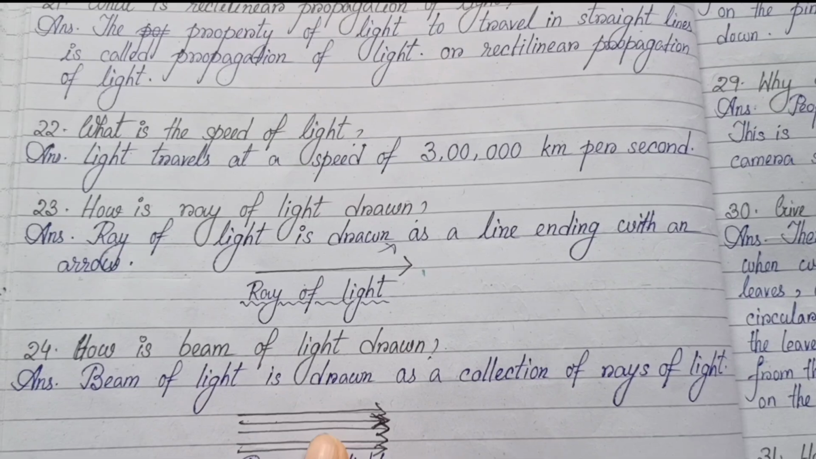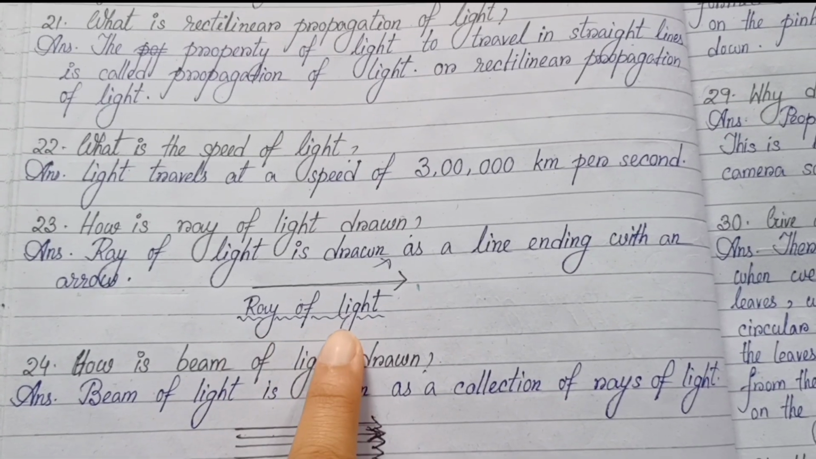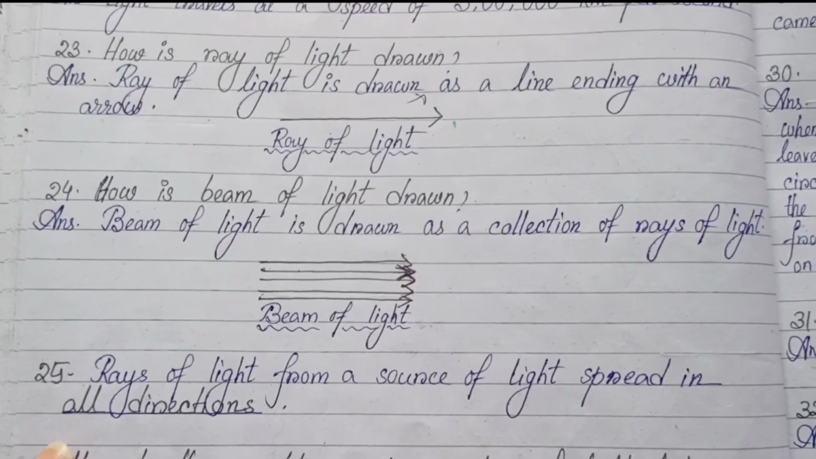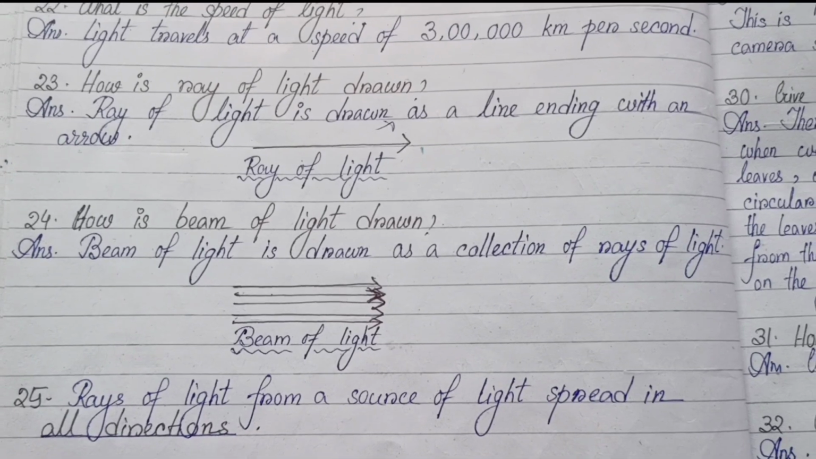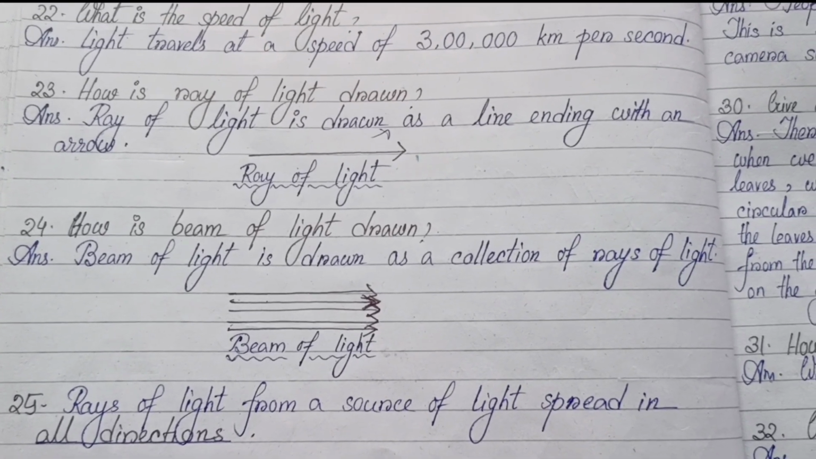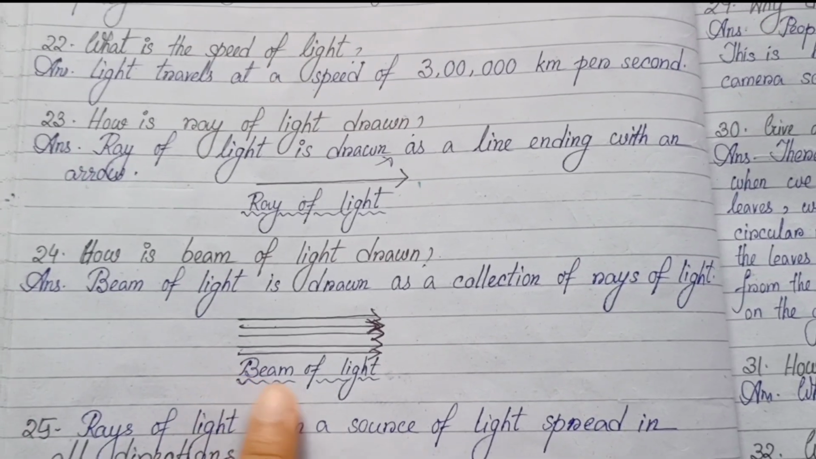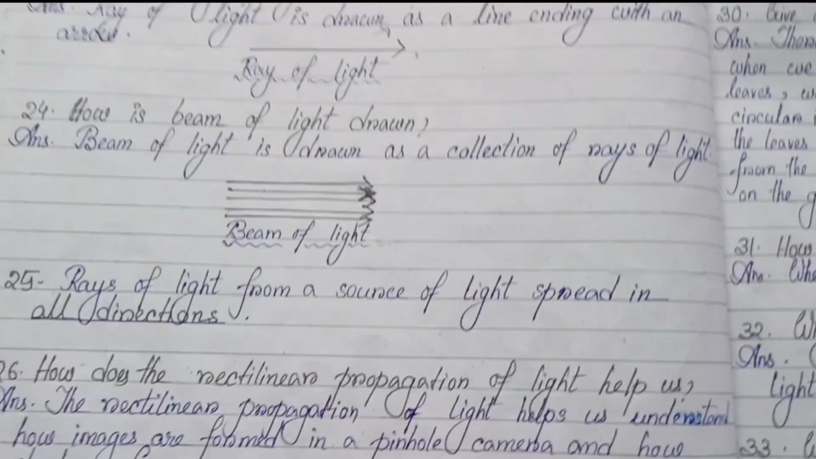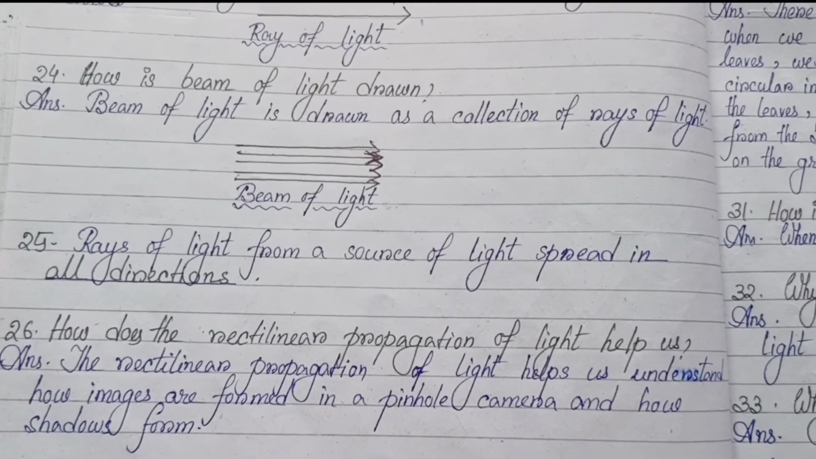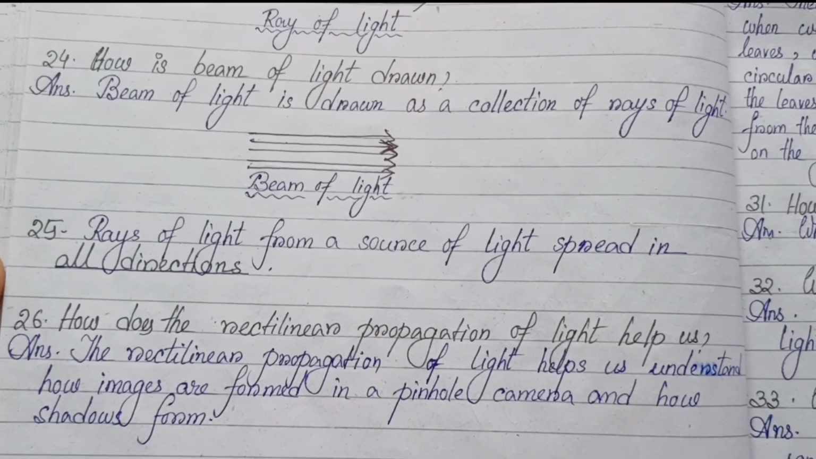So this is the diagram of ray of light. Number 24, how is beam of light drawn? Beam of light is drawn as a collection of rays of light. So this is the diagram of beam of light. Number 25, rays of light from a source of light spread in all directions.